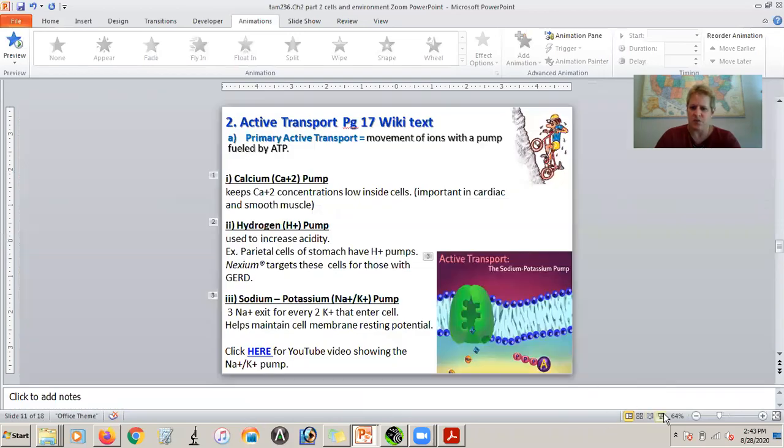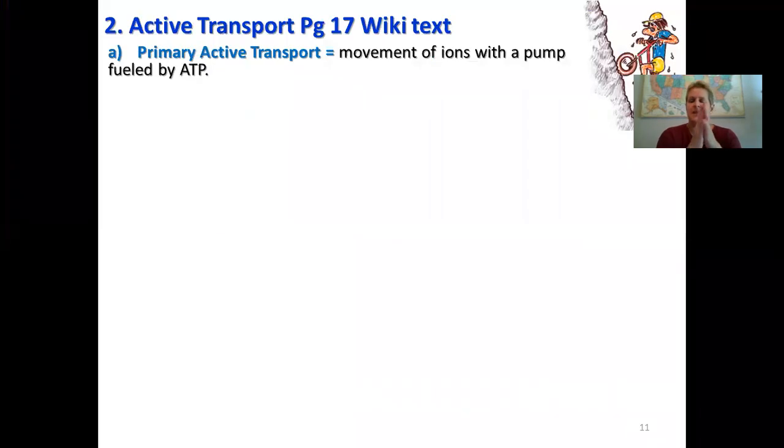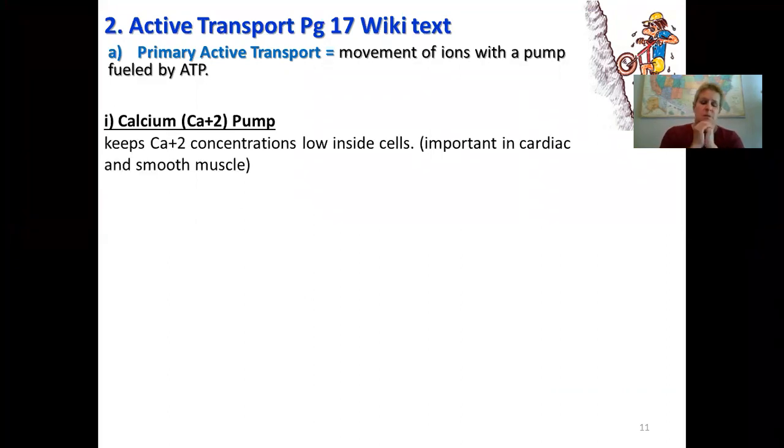Okay, so back to active transport. This is going to be moving against the concentration gradient. So this is moving substances where they're in low concentration across the membrane to where they're in high concentration, and that's going against the current. That's going to take energy or ATP. So the first type of active transport, these are all going to be pumps. They're ATP-fueled pumps that pump things across the membrane.